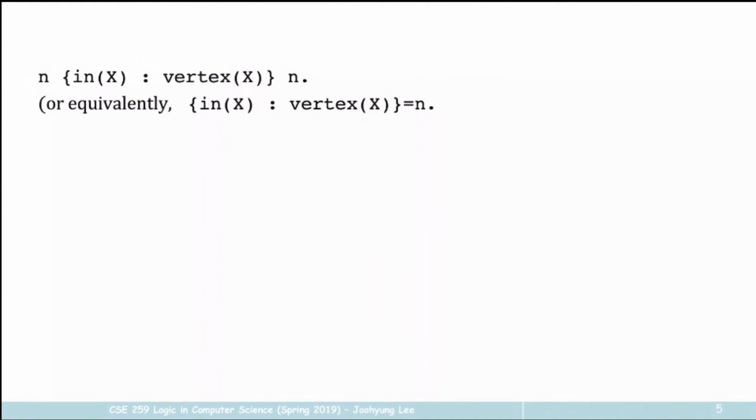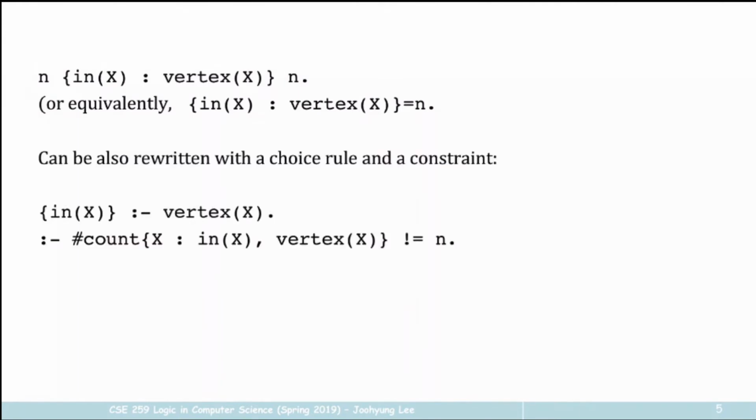Now we actually look at this one, which is the lower bound and upper bound. So what was this rule saying? We are trying to find the subset of the vertices that have n elements in it, right? So n element subset of the vertices. We can also write equals n when the lower bound and upper bound are the same. But now we also have a third choice to write this rule.